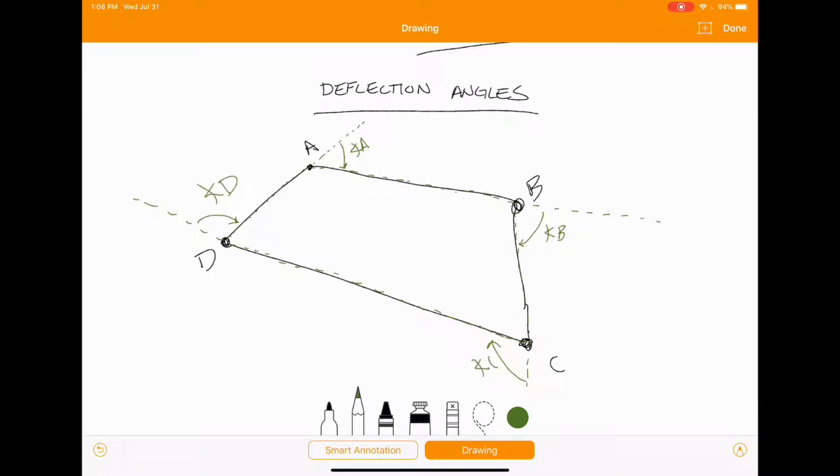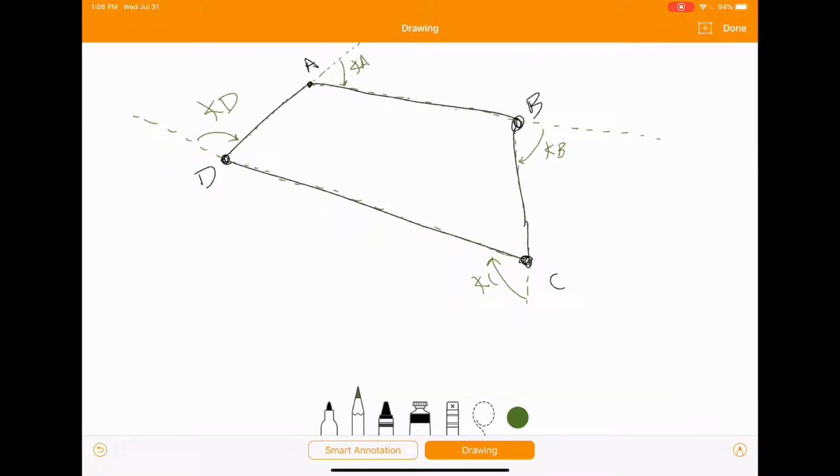And the cool thing about these is that if you have your interior angles, then your deflection angle is just going to be 180 degrees minus your interior angle equals your deflection angle. And so it's really as simple as that. Deflection angles aren't bad.